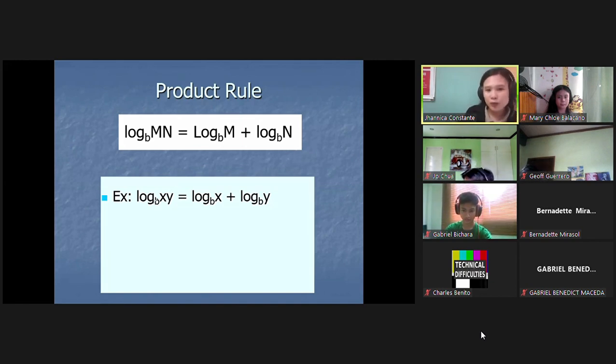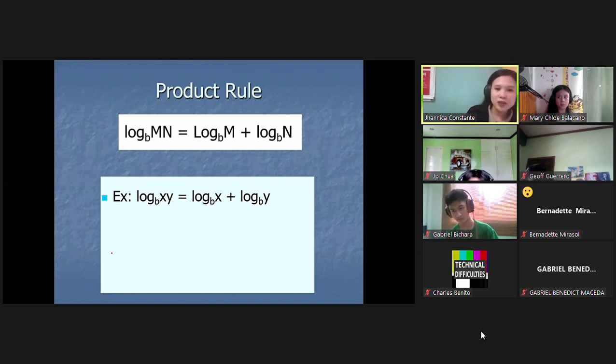For example, we have this logarithmic function, log base b of x times y. To expand this logarithmic function, the rule is just you're going to separate the xy with the same base, which is b. So you will be having log base b of x plus log base b of y. So that's how we expand the logarithmic function.